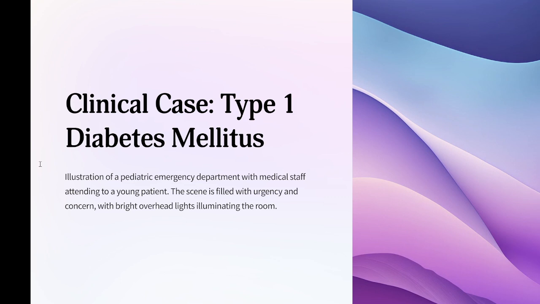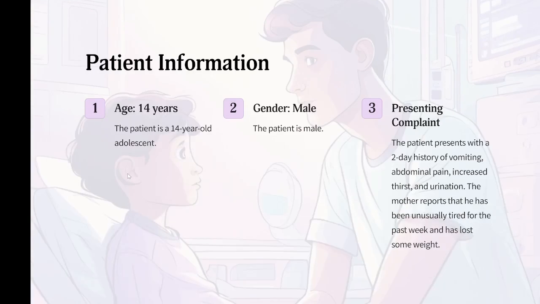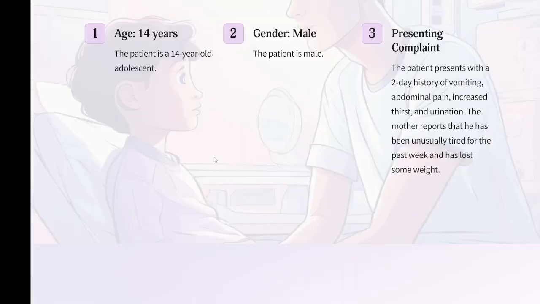Clinical case: type 1 diabetes mellitus. Patient information: age 14 years, gender male. Presenting complaint: the patient presents to the pediatric emergency department with a 2-day history of vomiting, abdominal pain, increased thirst, and urination. The mother reports that he has been unusually tired for the past week and has lost some weight.